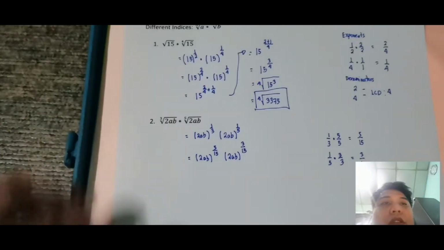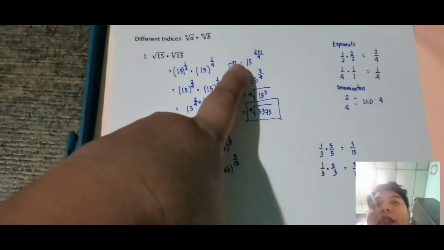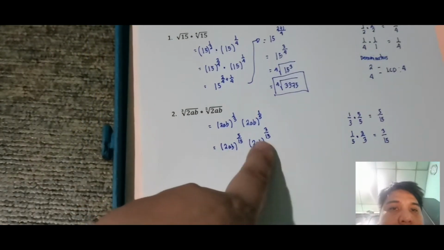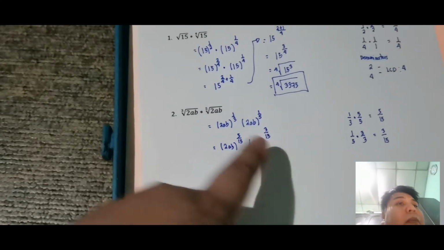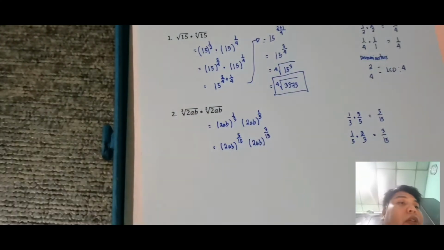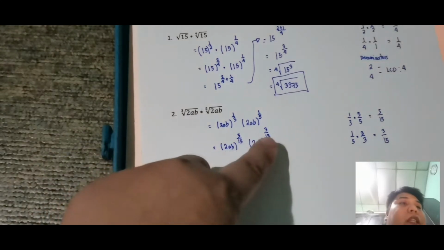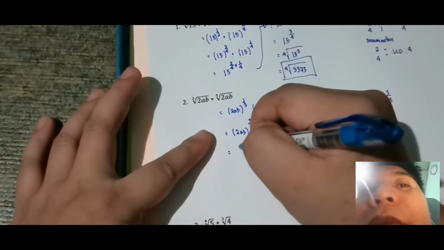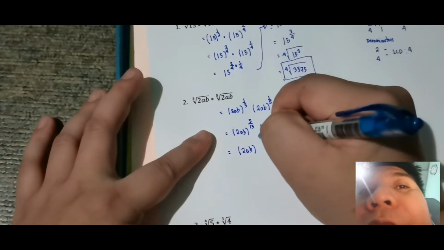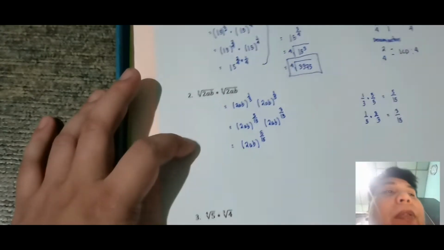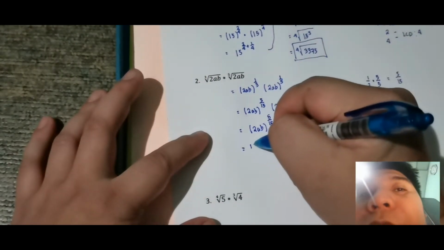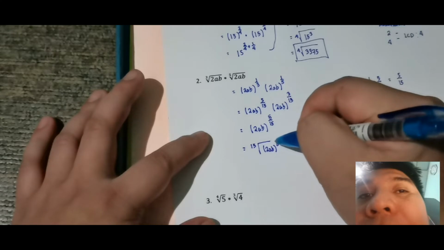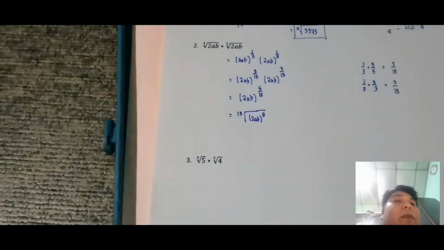Kahit hindi nyo na gawin itong ginagawa ko sa taas, kasi medyo mahaba yung solution, pwede right away, since similar naman sila ng base, at the same time similar naman ng denominator. Ano lang gagawin? I-add ko lang yung numerator ng exponent natin. Ang numerator ng exponent is 5 saka 3. So that is simply 5 plus 3. So that is 8. So this is equivalent sa 2ab raised sa 8 over 15. And this is simply equal sa 15th root of 2ab raised sa 8.